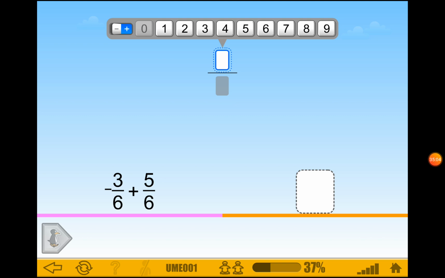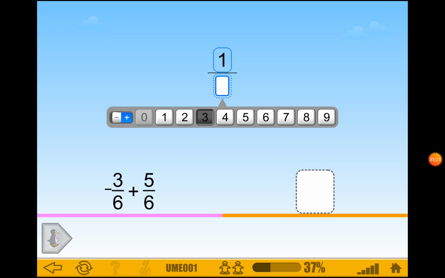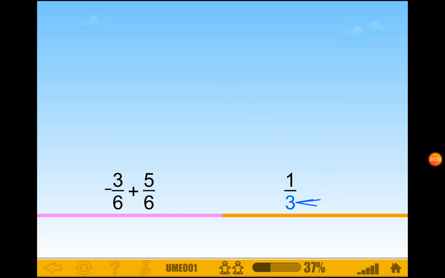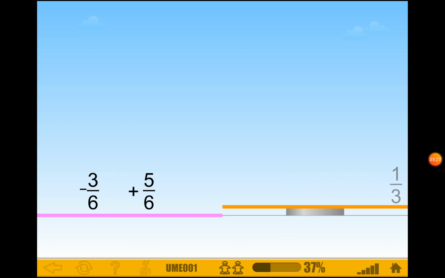So negative 3/6 plus 5/6. So negative 3 plus 5 is 2, and then the denominator stays the same, so then it will be 2 over 6, which is equivalent to 1/3. Yep, that's the answer.